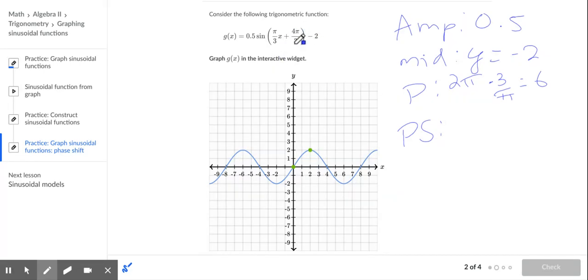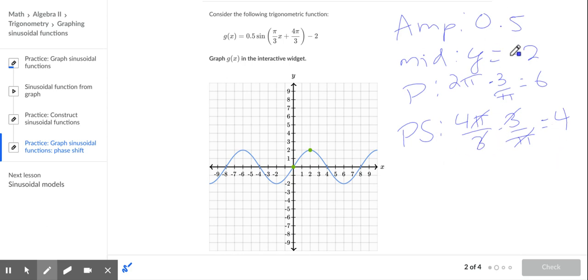And the phase shift is going to be this divided by this. So I'm going to multiply by the reciprocal. So it's going to be 4 pi over 3 times 3 over pi, multiplying by the reciprocal. If this wasn't a fraction, I would divide, right? But since it's a fraction, I'm going to multiply by the reciprocal, which is the same thing as dividing. The 3 is going to cancel, the pi is going to cancel, so the phase shift is going to be 4. Fantastic.